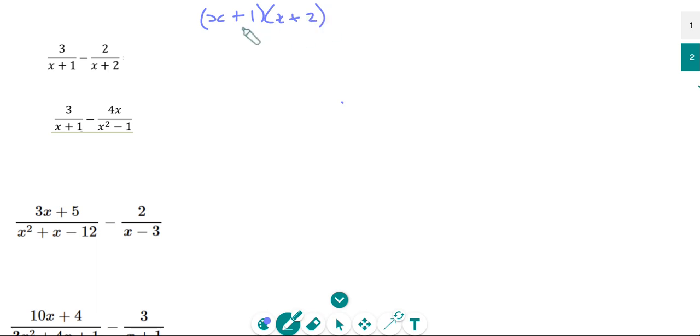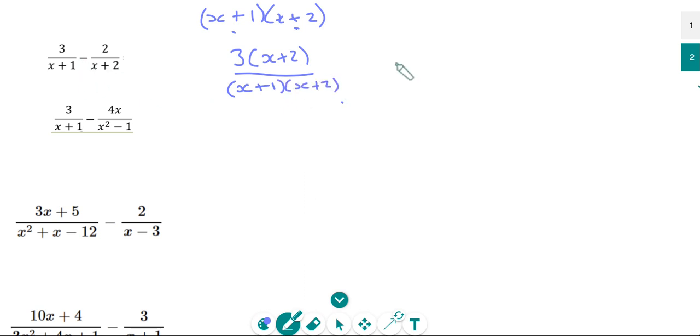You could expand this out, but it's generally better to leave it in this form as it's easier to see what factors cancel. So the 3 is over the x plus 1, so top and bottom it's going to need to be multiplied by x plus 2. Again, this should just be a reminder of what you did at GCSE. Okay, so x plus 1, x plus 2.